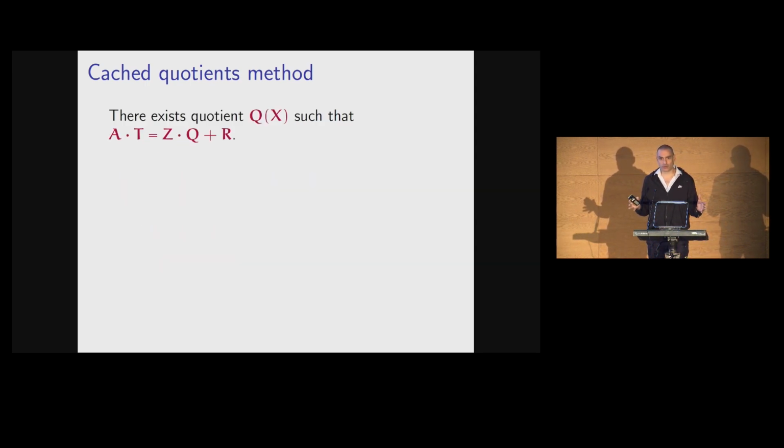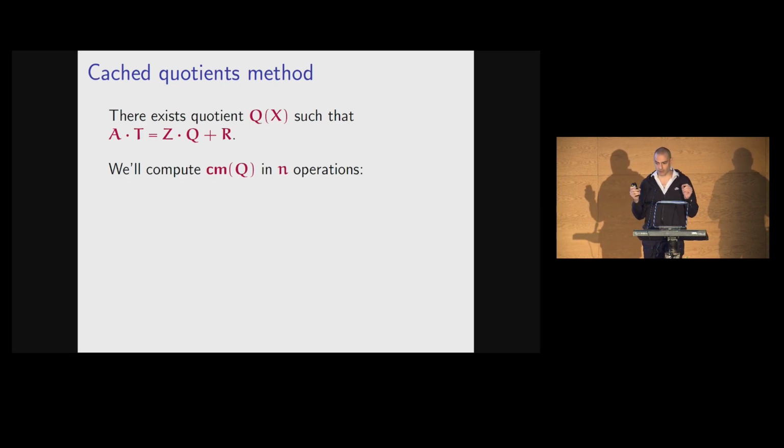All right, so what's the natural way we prove things like this? We use quotients. So we know that A times T is equal to R mod Z if and only if there exists some quotient polynomial Q such that A times T is equal to ZQ plus R. And again, Q is going to be of degree something like big N, typically. The point is, we're going to be able to compute the commitment to Q in only little n operations.